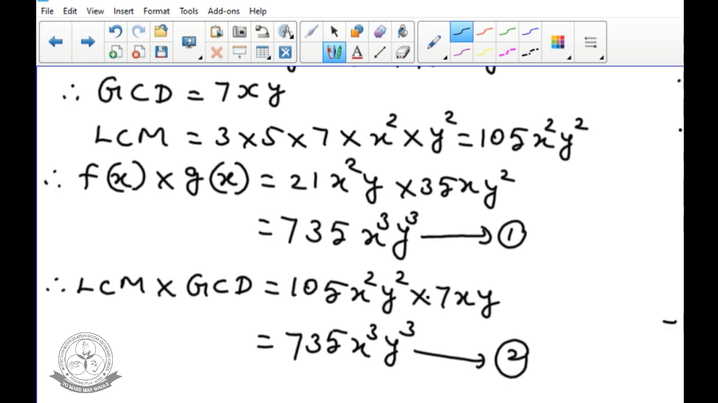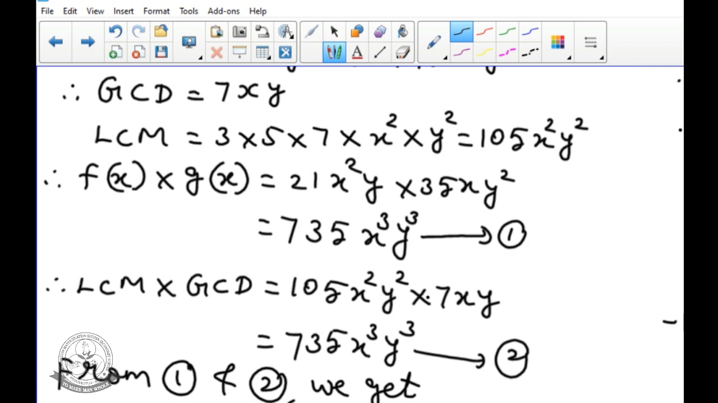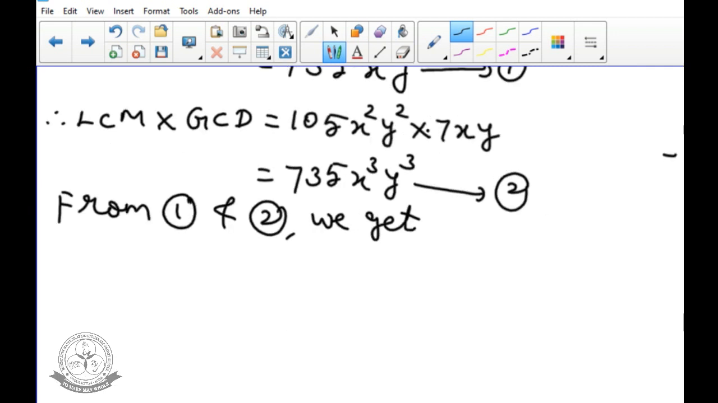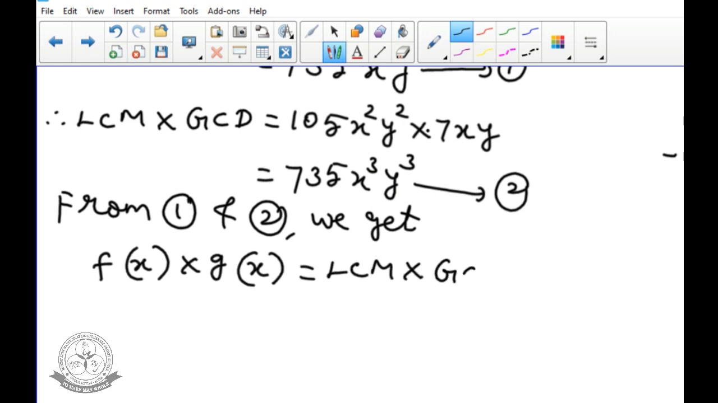How do we see equations 1 and 2? f of x into g of x equals LCM into GCD. So from 1 and 2 we have to compare, and we get the result f of x into g of x equals LCM into GCD. They asked to verify, so we have to verify it also. At last you have to write like this: hence verified.